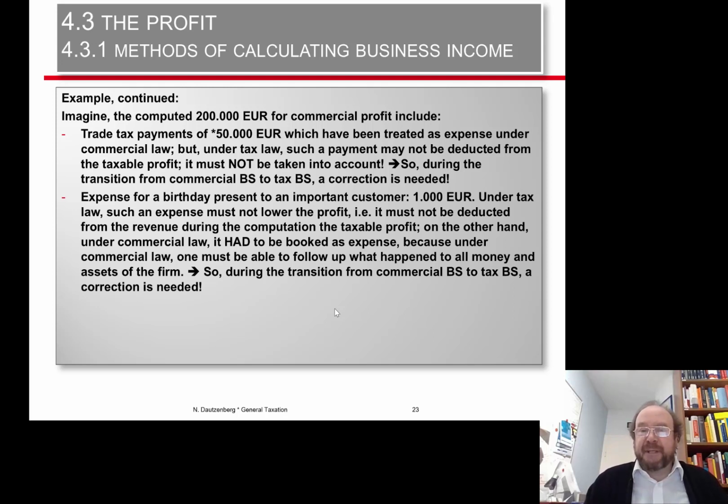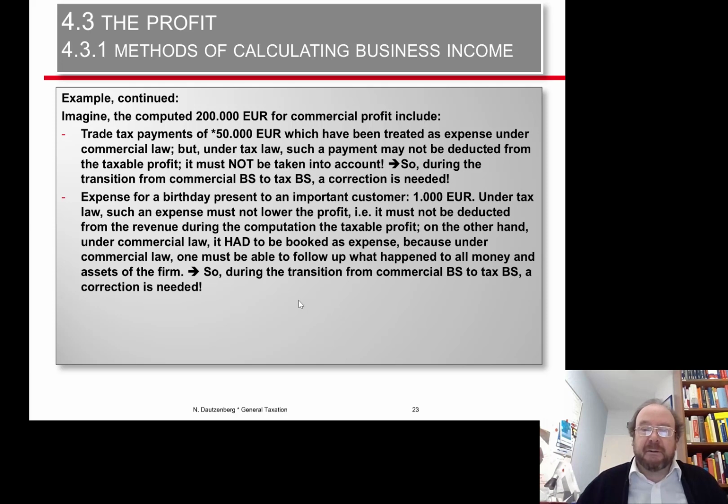Under tax law, such an expensive present is not allowed to lower the tax profit. So you have to ignore for tax computation that you made this present. You have, because the tax law thinks you have to pay for presents from your tax net income, as other people do or have to do for the presents which they make too. Now, under commercial law, you had to book it as an expense. You have to explain where all the money went to. And under tax, you are not allowed to show it.